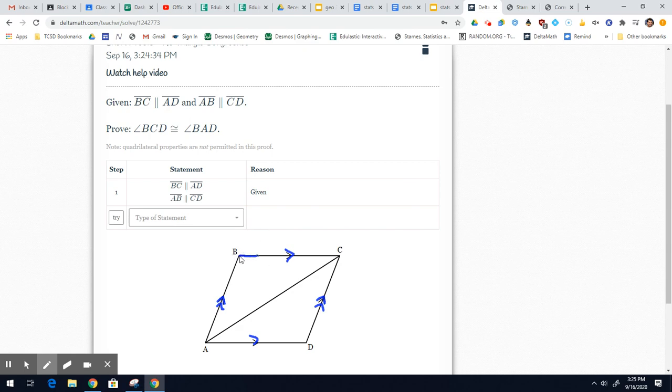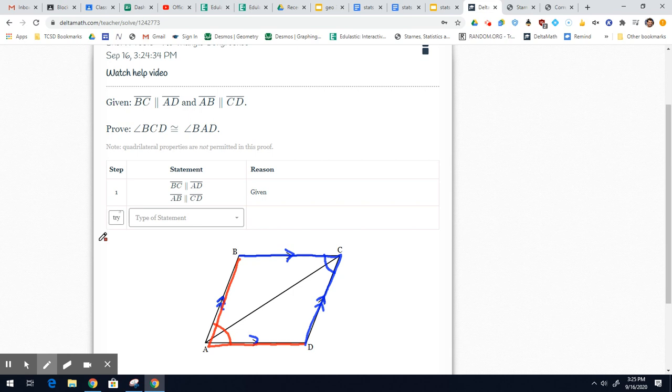So BCD, this big corner angle, is congruent to angle BAD, this big corner angle. Well, notice that those two corner angles are made up of two angles each, right? So somehow I think we have to speak about those individual angles. And again, eventually we're going to add them together to get the corner angles.